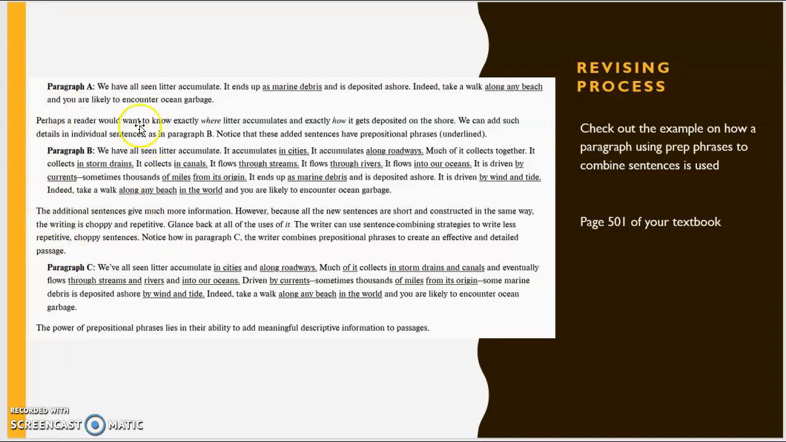All right, so this is page 501 of your textbook. I want you to pause here and read paragraph A, B, and C so that you see how the author uses prepositional phrases to combine sentences. So go ahead and hit pause. You can read it here on the screen or read it in your textbook. Okay, so do you see how using prepositional phrases can be an effective use of combining sentences?